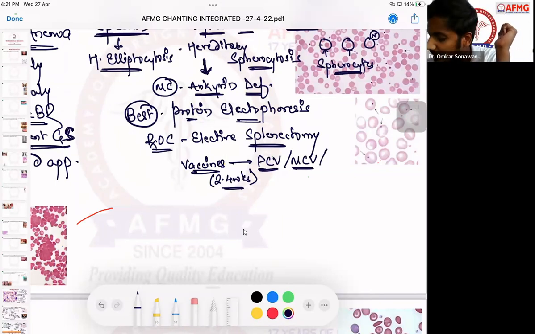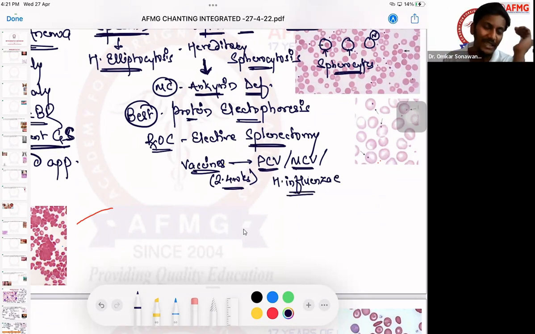And what is the third one? The third one is the Haemophilus influenzae vaccine. At least remember these 3. Remembering just one will not do. So PCV vaccine, MCV vaccine, and Haemophilus influenzae vaccine. Some books also say the influenza vaccine can be given to the patient.